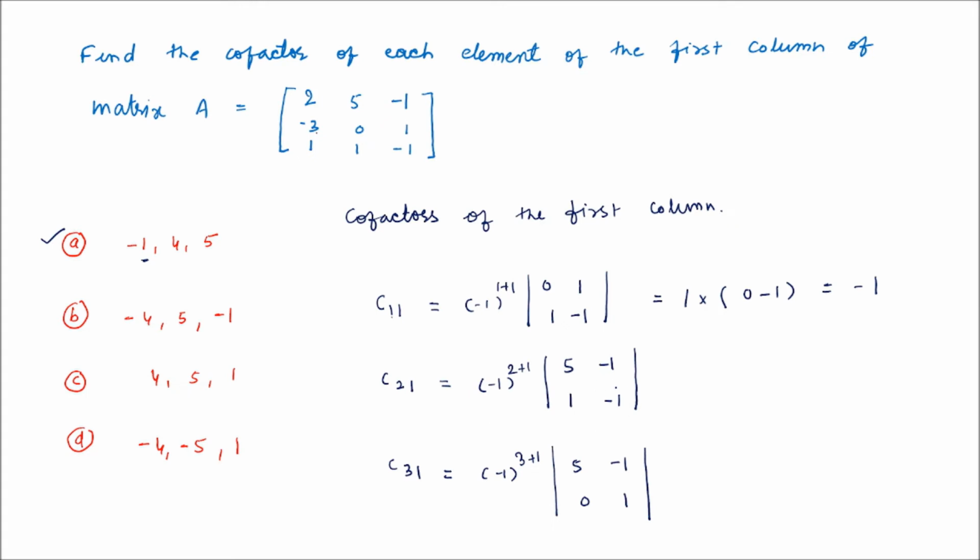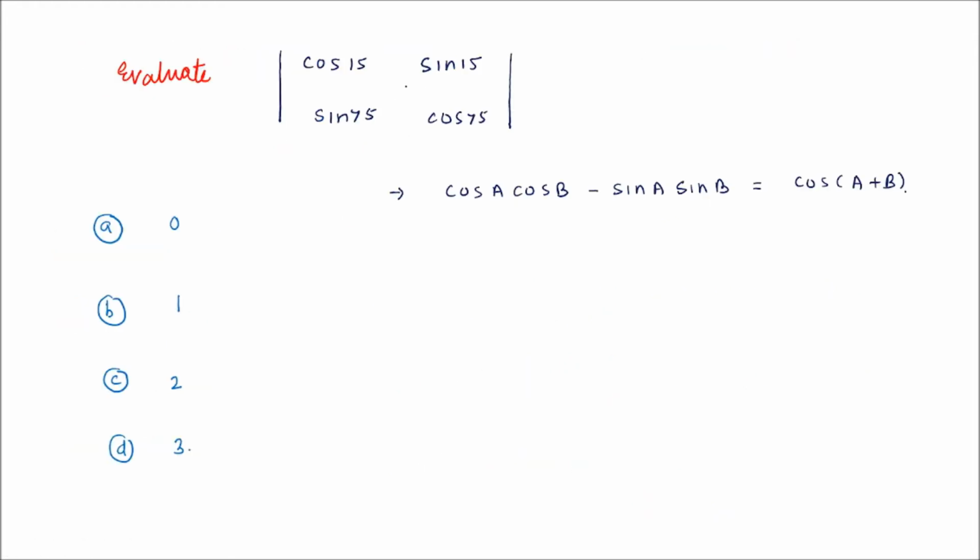You can check the second cofactor also. That is minus 1 raised to 2 plus 1 means minus 1 raised to 3. It will be minus 1 into 5 into minus 1 means minus 5, 1 into minus 1 plus 1. So this will be minus 1 into minus 4, plus 4. So this is our first option. Similarly it will be 5. You can calculate. Our answer is the first option.